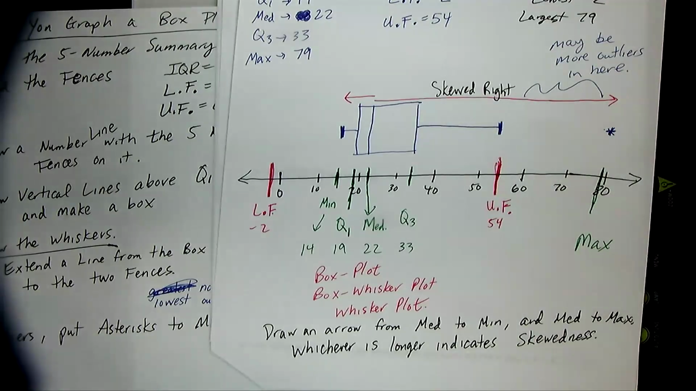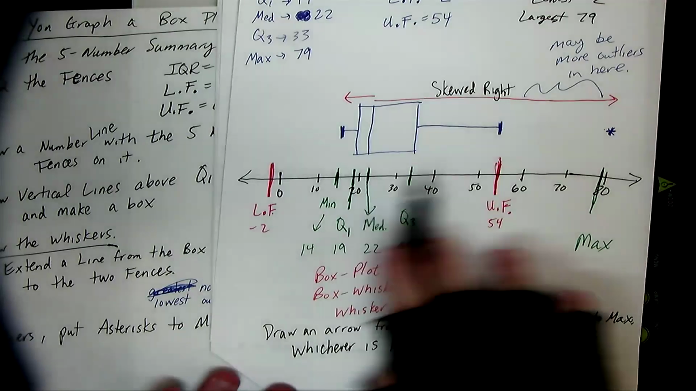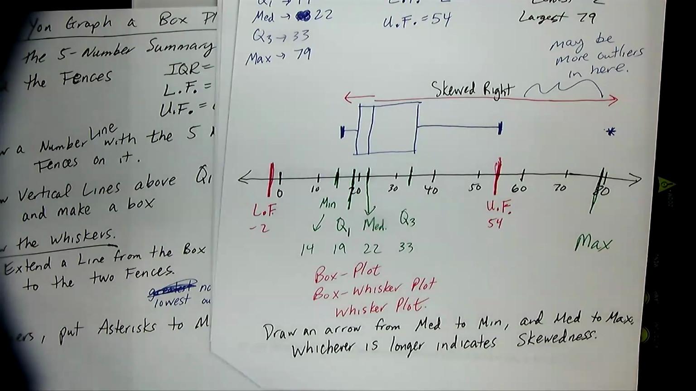Even if there's no outliers listed, you can still get an idea going from the middle. Like the whisker and the box on the right are bigger than on the left. You can kind of tell which side's bigger. If they look about the same, then they're not skewed, not skewed enough to pick a skewness.